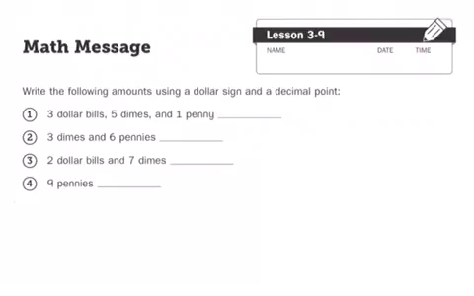So here's a math message for you. Write the following amounts using a dollar sign and a decimal point. Number 1: $3, 5 dimes, and 1 penny. What would that look like written as dollars and cents? Number 2: 3 dimes and 6 pennies. Number 3: 3 $2 bills and 7 dimes. Number 4: 9 pennies. What do those look like with a dollar sign and a decimal point?